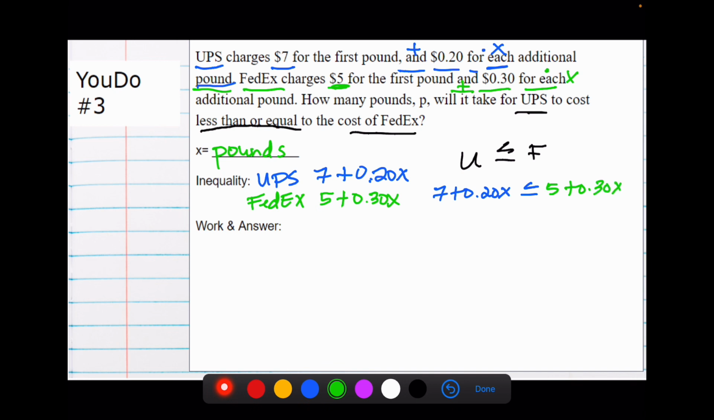Now, when you work this all out, you should get the answer of X is greater than or equal to 20. And remember, this is in pounds. If you want to write it as 20 lbs, that's fine too. Either one is fine. So 20 pounds. You need to write me a sentence explaining what your answer means. It should mention that, again, in order for UPS to be cheaper than or the same price as FedEx, you need to mail a package of 20 pounds or more.